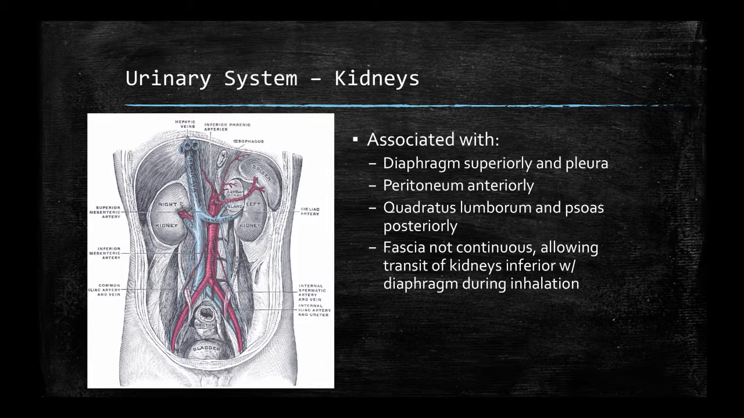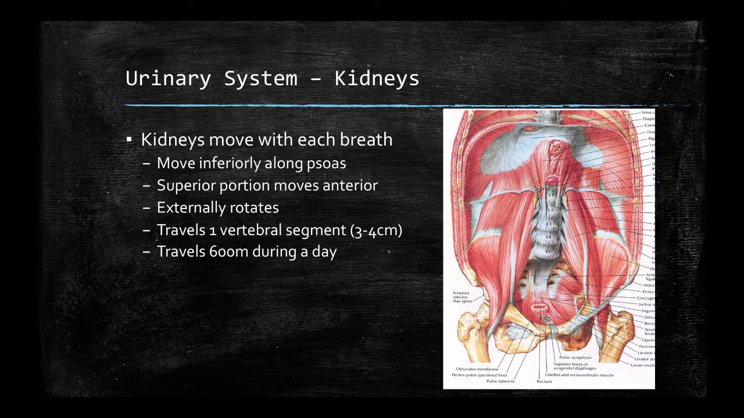Surrounding elements superiorly would be the diaphragm and the pleura of the lungs, anteriorly the peritoneum, posterior aspect the quadratus lumborum and psoas. But the fascia is not continuous, and it actually allows movement of the kidneys inferiorly, and that follows with the diaphragm during inhalation and exhalation. And so with each breath, the kidney moves inferiorly along the psoas, with the superior portion moving just a little anterior with a little tilt, and some external rotation also occurs. And this motion is about the distance of one vertebral segment, about 3 to 4 centimeters.